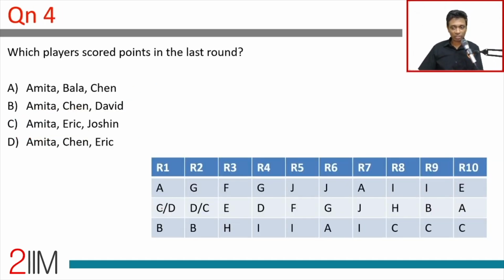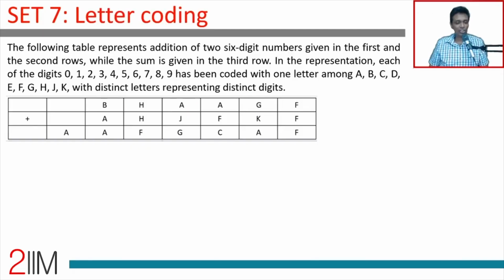Which player scored points in the last round? EAC. A, B, C, A, C, D, A, E, J, A, C, E is the right answer. Once you've got the grid, the questions are very easy, but otherwise a very, very challenging question. Wonderfully challenging question. This is a lovely set.